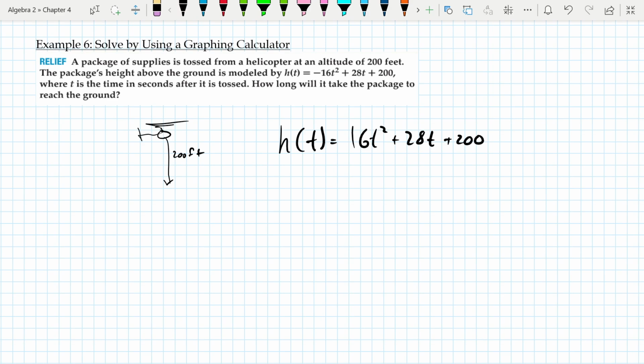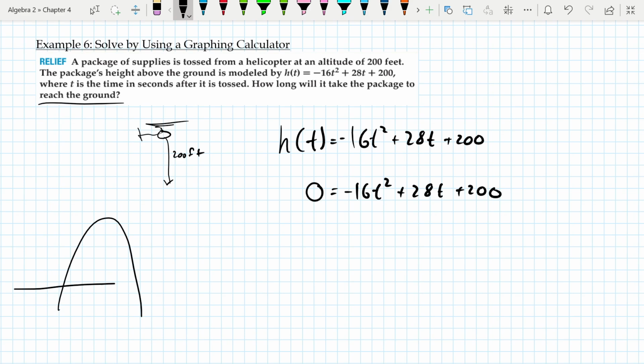So, let me write that a little bit more clearly. We're trying to find when the height is 0, because that's when the package reaches the ground. So 0 equals negative 16 t squared plus 28t plus 200. Now, one thing about this graph, it's a negative a value for the squared, so I know it's going to be a quadratic that opens down. It's 16, so it's going to be very, very steep. And the y-intercept is at 200, right? I can tell all of that just by looking at negative 16 and 200.